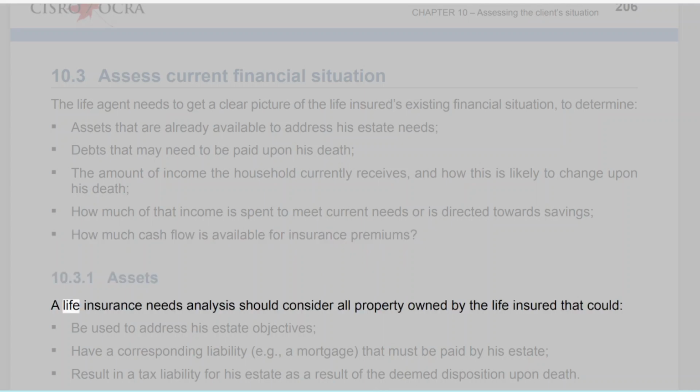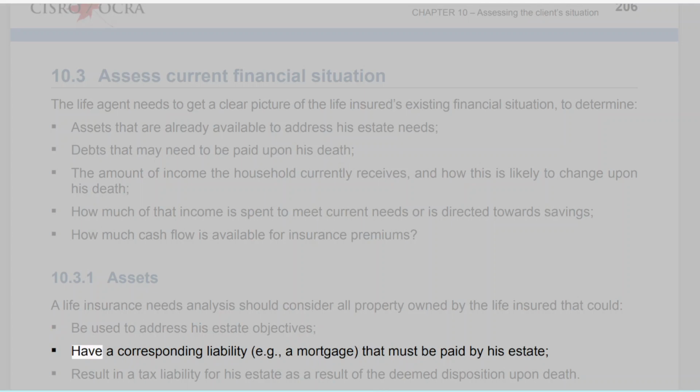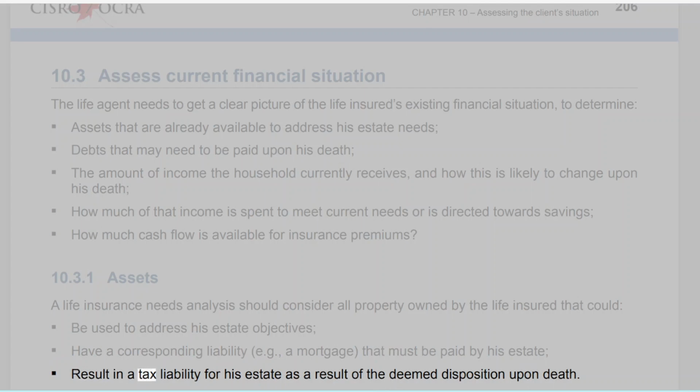10.3.1 Assets. A life insurance needs analysis should consider all property owned by the life insured that could: be used to address his estate objectives, have a corresponding liability, for example a mortgage, that must be paid by his estate, result in a tax liability for his estate as a result of the deemed disposition upon death.